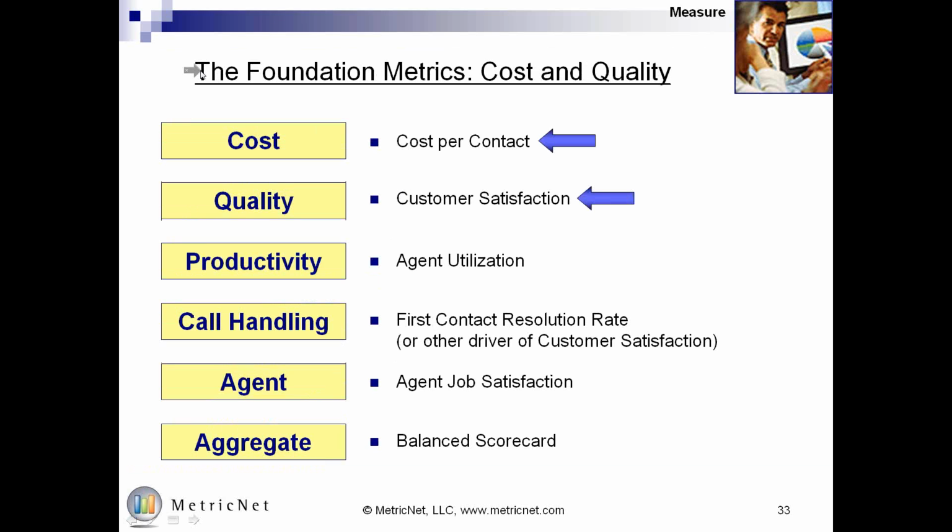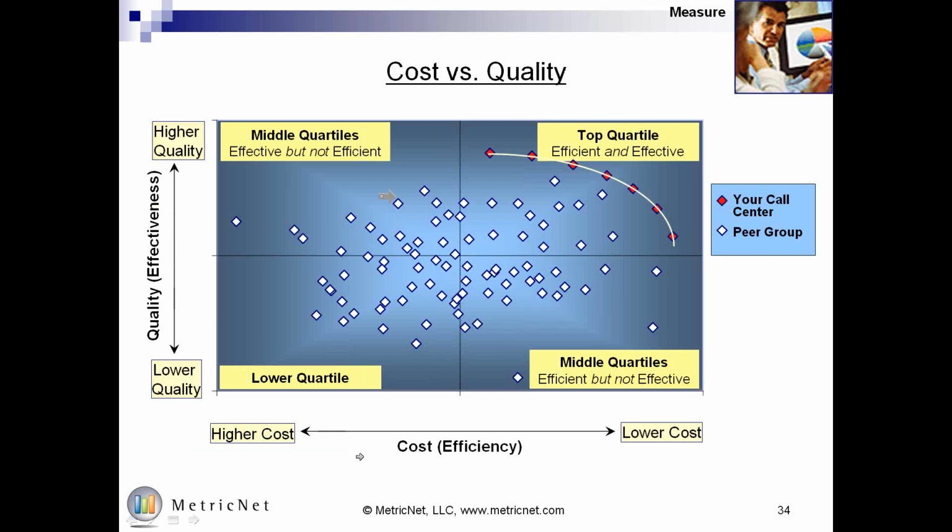Now, the first metrics we discuss in more detail are going to be these foundation metrics: cost per contact and customer satisfaction. Remember, everything you do in the call center boils down to cost containment and driving a higher quality customer experience. Think about it this way.